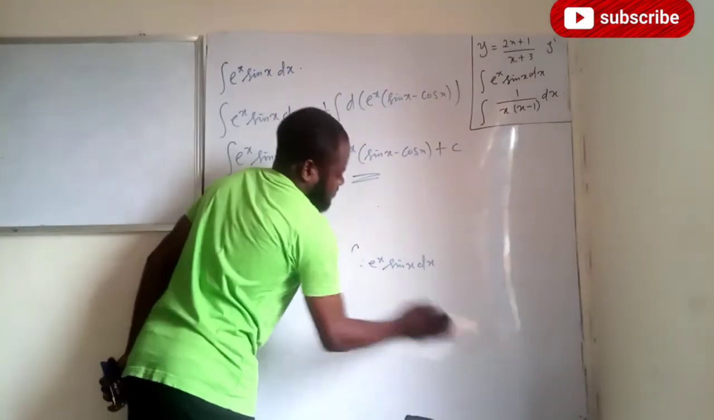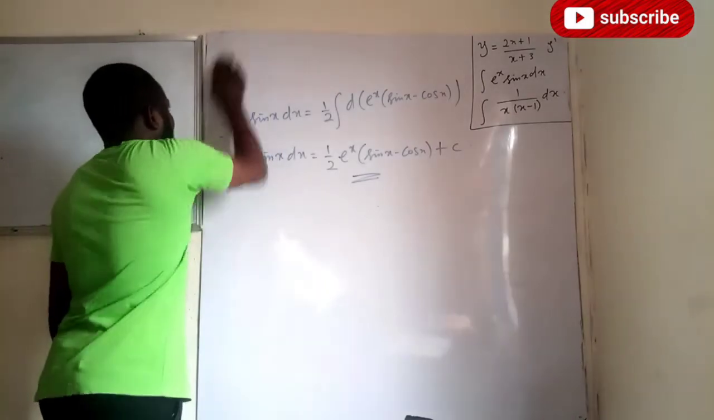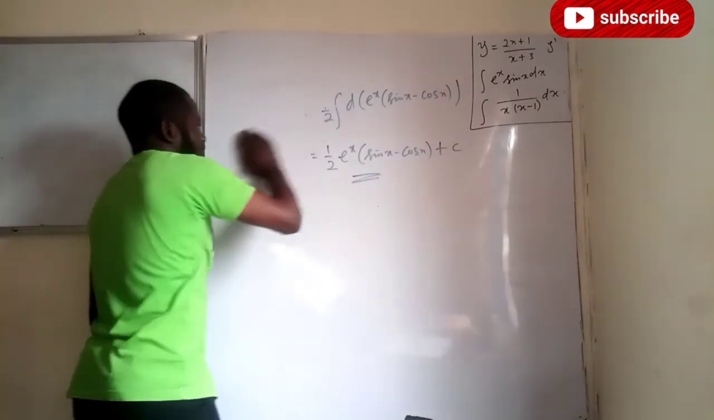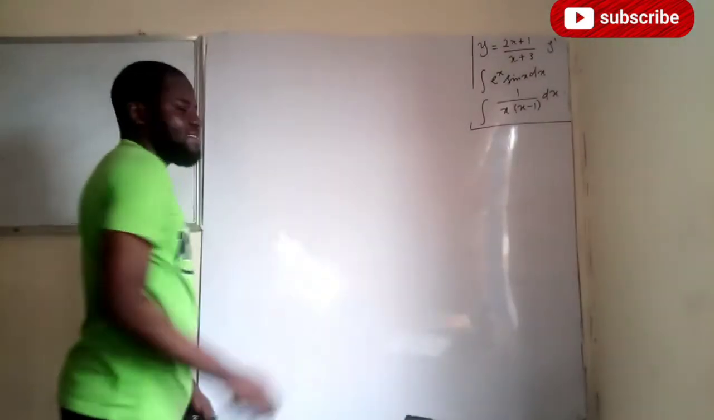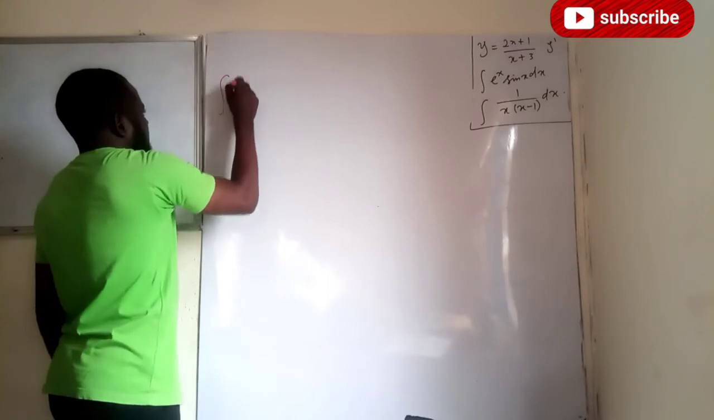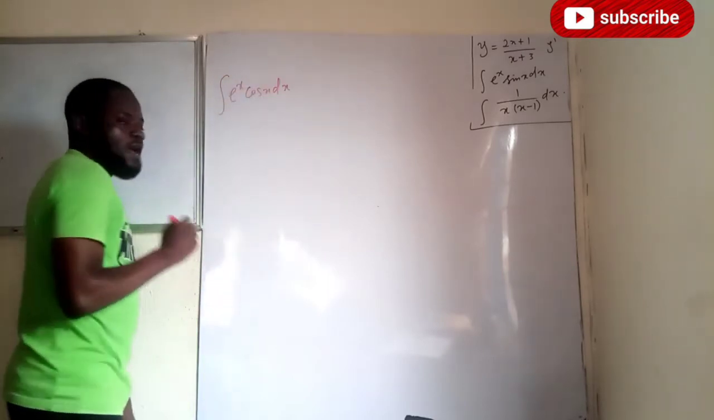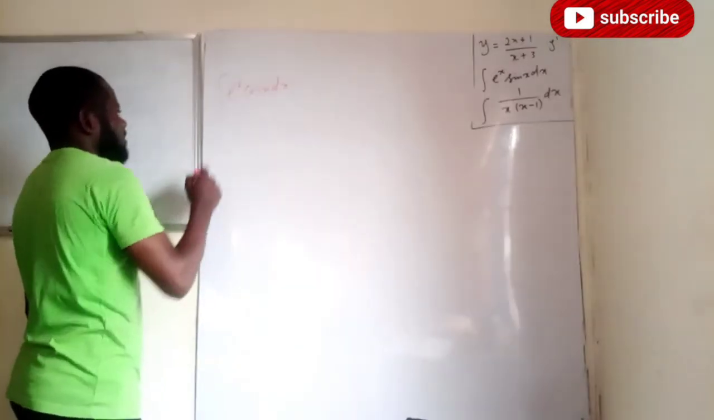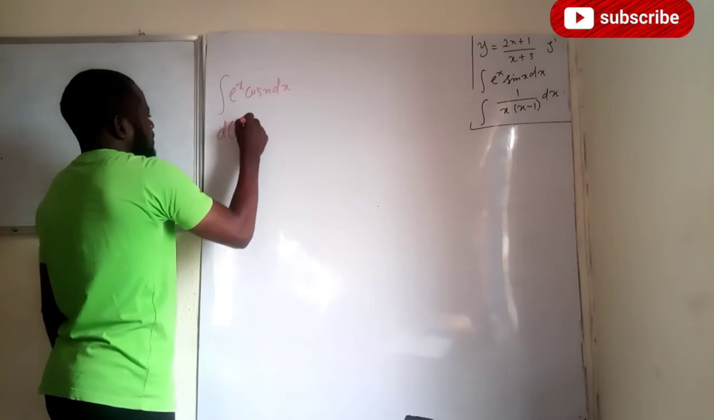So let's see another question that looks similar, like this. Instead of integrating e to power of x sine x, let's integrate e to power of x cos x. e to power of x cos x dx. How do we go about this? We do the same thing by differentiating this.